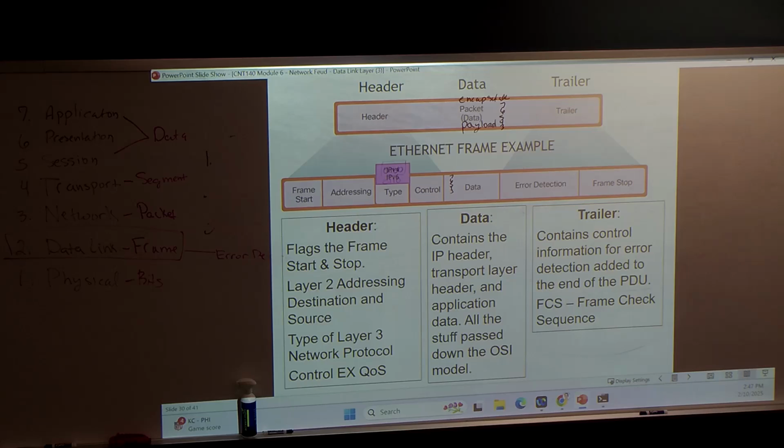Okay, so there's our Ethernet frame example. I'm going to give everyone a chance to get that information in your document.